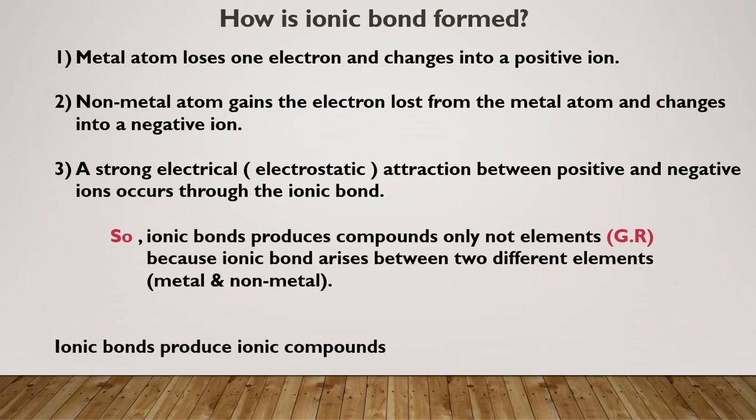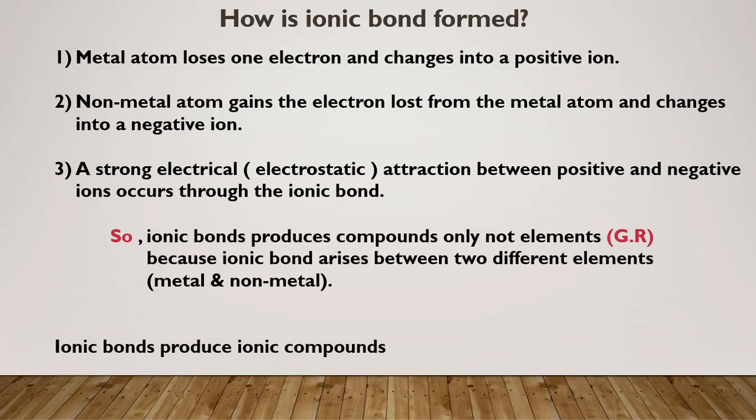How is ionic bond formed? The metal atom loses one electron and it changes into a positive ion. The non-metal atom gains the electron lost from the metal atom and it changes into a negative ion. A strong electrical or electrostatic attraction between positive and negative ions occurs through the ionic bond. So, ionic bonds produce compounds only, not elements. Why? Because ionic bond arises between two different elements, metal and non-metal.